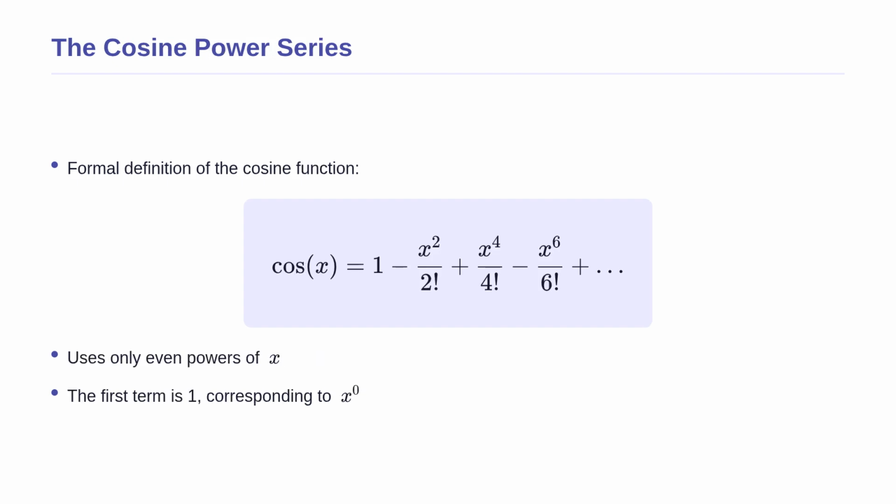Just as we built the sine wave, we can construct the cosine wave using a very similar formula. The cosine function is built using only the even powers of x. Notice that the very first term is the number 1, which corresponds to x raised to the power of 0. The signs alternate between positive and negative, just like the sine series. Because the factorial denominators grow incredibly fast, this series converges for any real number. This means you can plug absolutely any value of x into this formula and safely calculate a meaningful result.